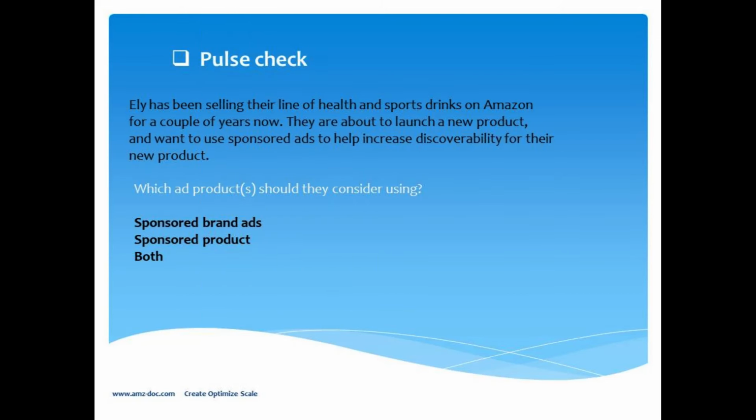To ensure that you understood the guidelines provided above regarding the Amazon PPC structure, please answer the question given below. Ellie has been selling their line of health and sports drinks on Amazon for a couple of years now. They are about to launch a new product and want to use sponsored ads to help increase discoverability for their new product. Which ad products should they consider using?